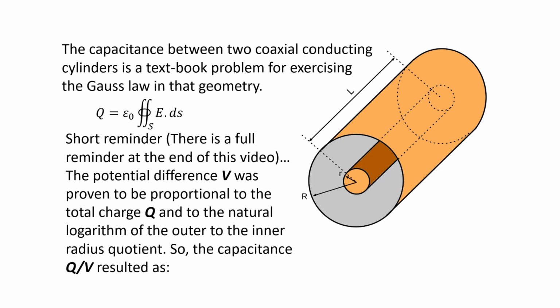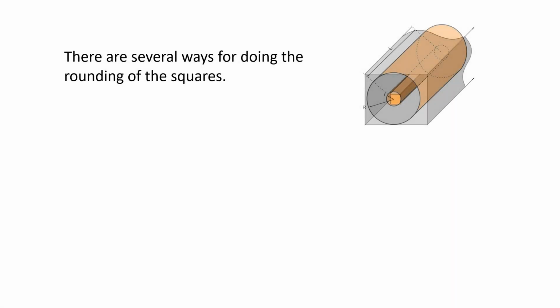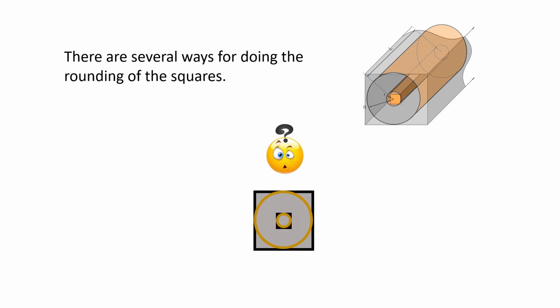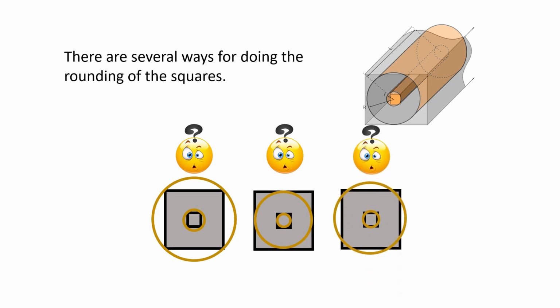But for now, the potential difference V was proven to be proportional to the total charge Q and to the natural logarithm of the outer to the inner radius quotient. So the capacitance Q over V resulted as this expression. But like that gruesome idiom goes, there's more than one way to skin a cat. And also there's more than one way to do this rounding. For instance, this one, inscribing both cylinders, could be quite near the real thing, but you don't know how near, or even if it's greater or smaller. The same happens with this approach and with this one. You can't tell how near or if it's smaller or greater.